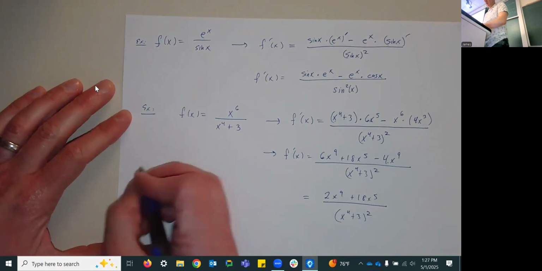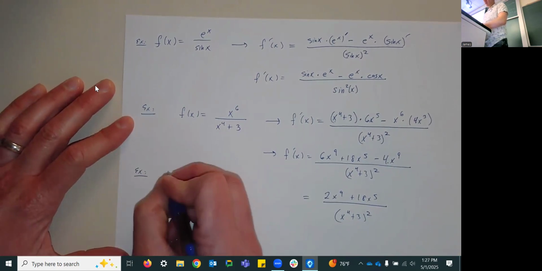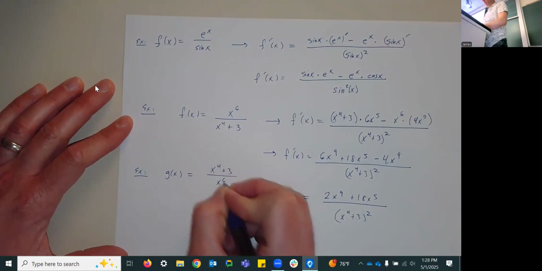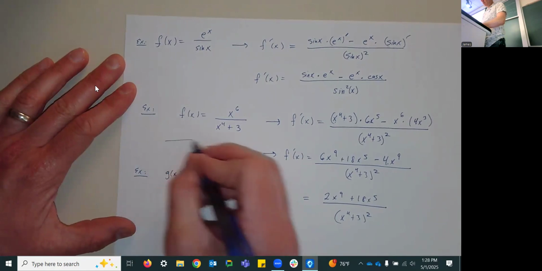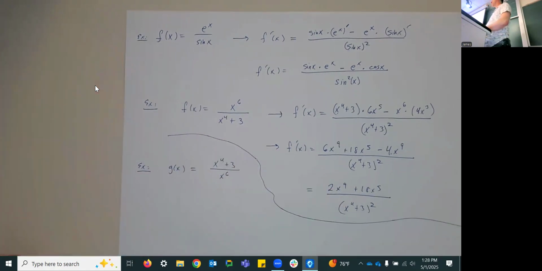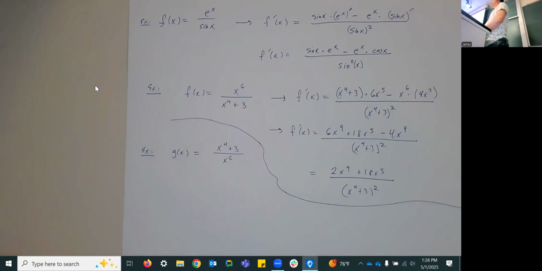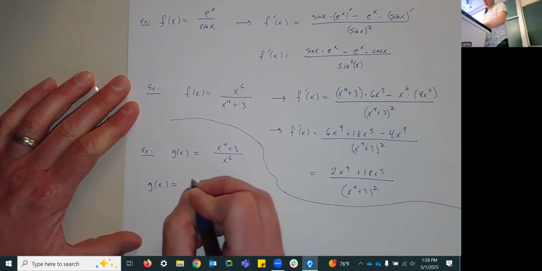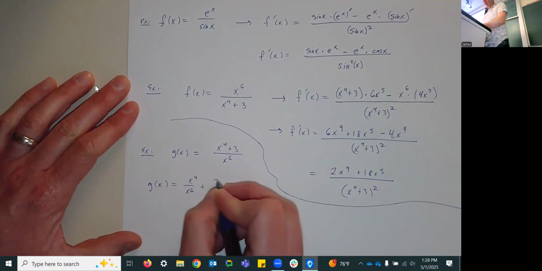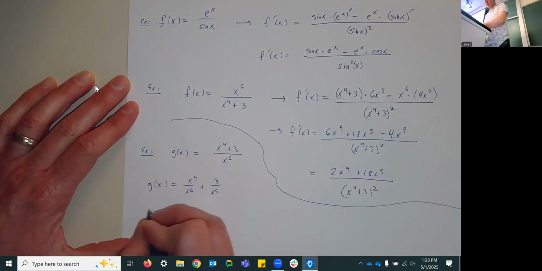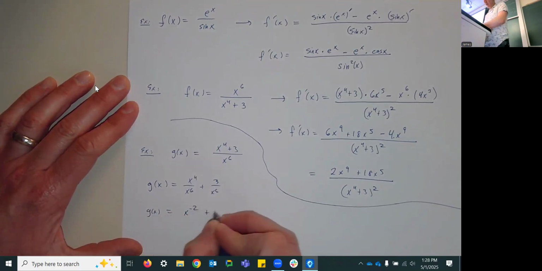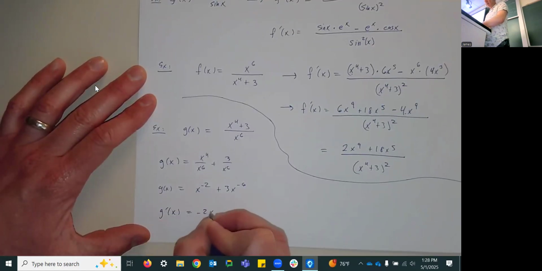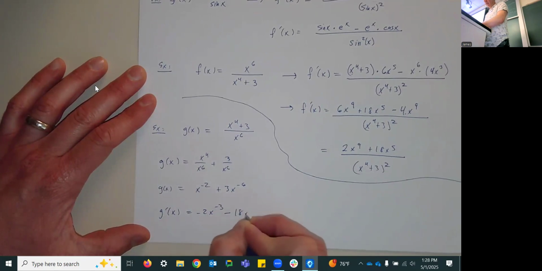Let's look at one more example here. What if our function was x to the 4th plus 3 divided by x to the 6th? Well, I could use the quotient rule, but it would be smarter of me to not. It'd be smarter of me to rewrite this as g of x equal to x to the 4th over x to the 6th plus 3 over x to the 6th, which is equal to x to the negative 2nd plus 3x to the negative 6th. And then the derivative is going to be negative 2x to the negative 3rd minus 18x to the negative 7th.